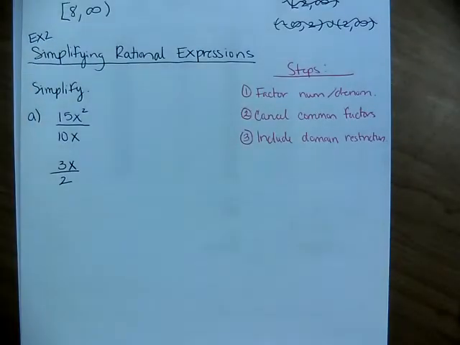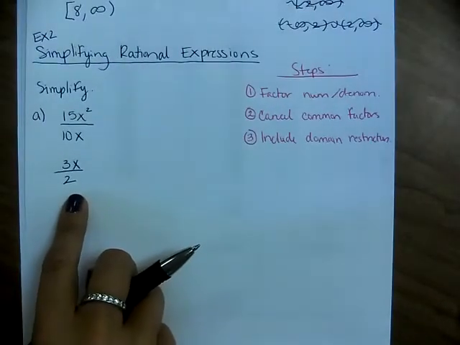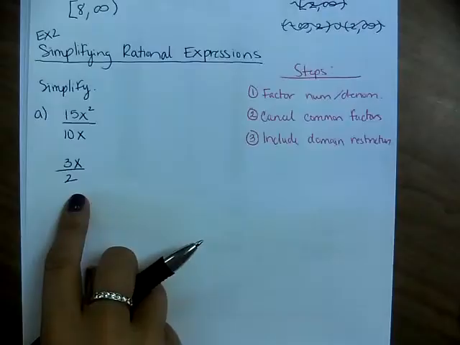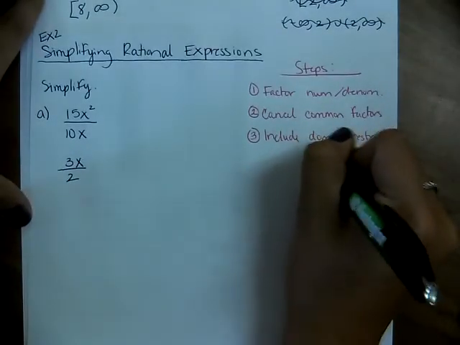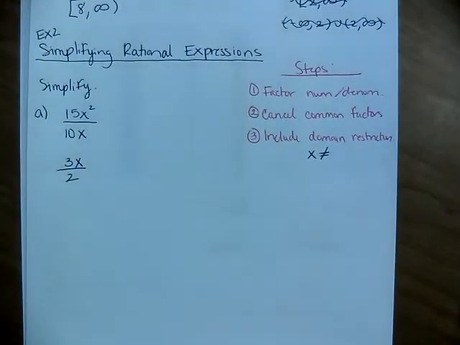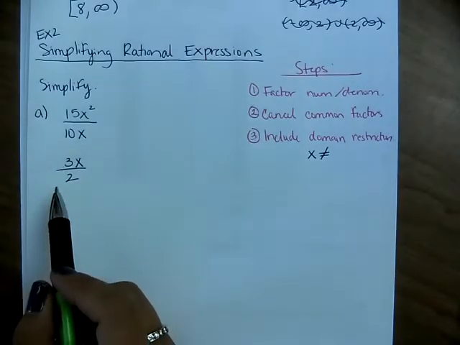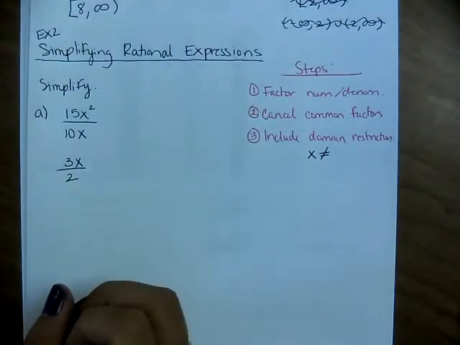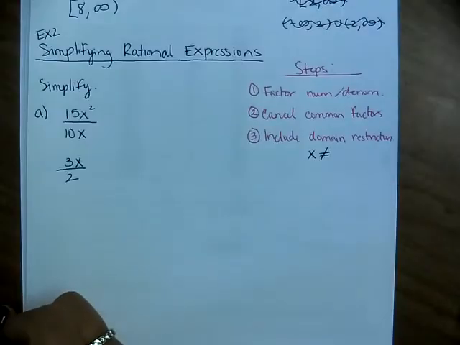Now, we're not quite done. So we've simplified. We've canceled out the common factors. That's all done. But what we haven't done is included the domain. When you include the domain here, you can just include it like you did last year, where it's x cannot equal whatever values. So when you look at this, 3x over 2, or 3 over 2x, it's the same thing, right? Hopefully you're thinking that's a polynomial and there is no restriction. It's negative infinity to infinity.